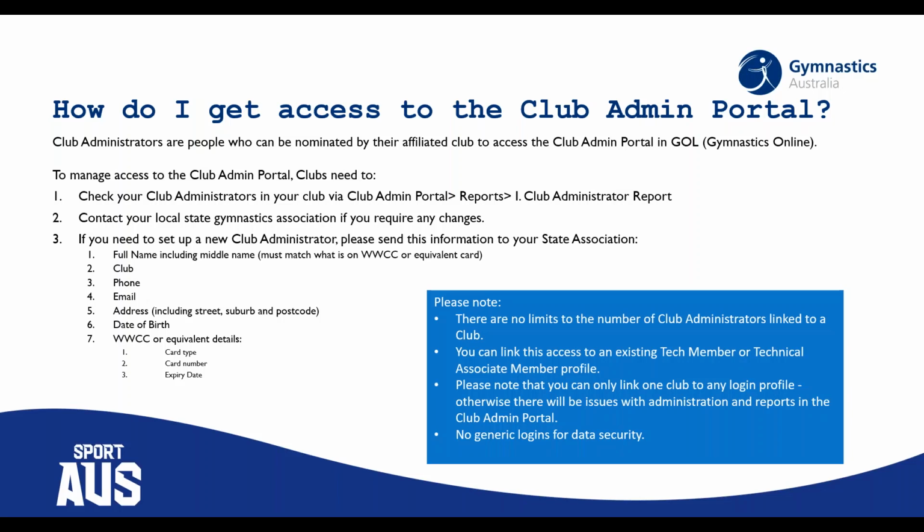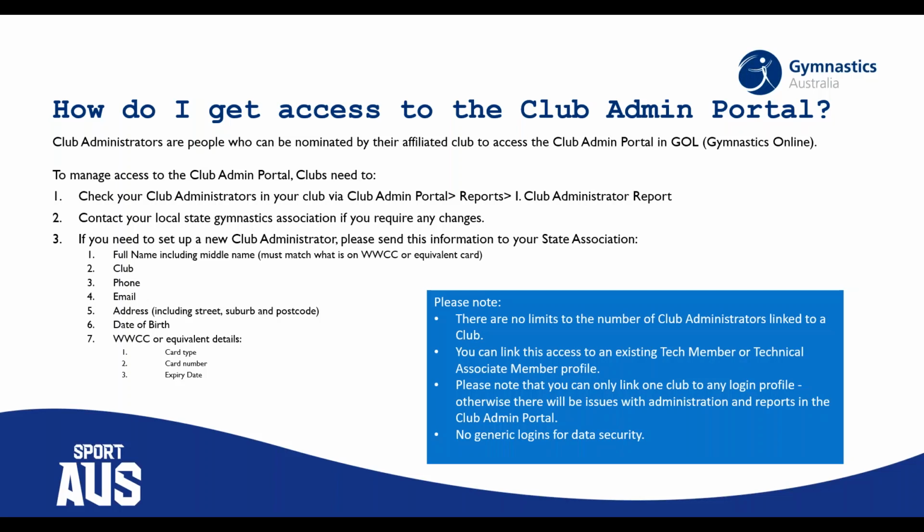The club that they're being a club administrator for, their phone number, their email, an address, which includes a street, suburb and postcode, the person's date of birth, and their Working with Children check or equivalent details, which includes the card type, the card number, and the expiry date. Once you've sent those details to your state association, they will confirm the login details and also send you a link to the online manual.